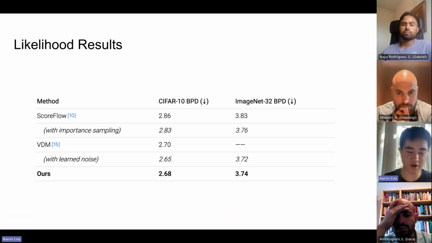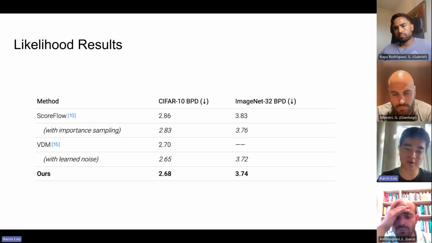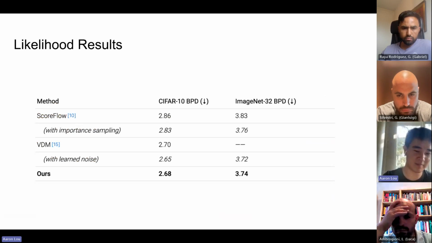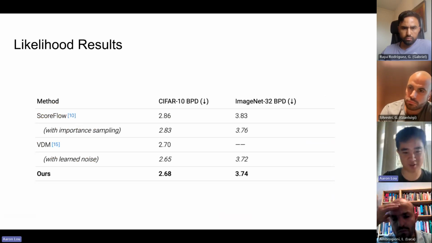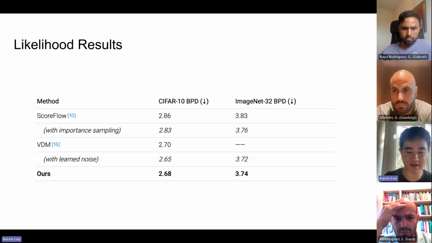But in our case, everything's unified. The same score matching loss that we use for image quality is the same score matching loss that we can use for likelihood. We don't have to have a learned noise schedule or importance sampling or anything. So effectively, we're able to get close to, if not better, results than previous methods, while having a more unified method.